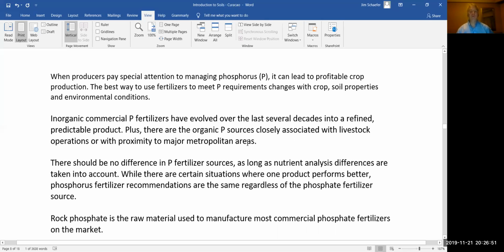This is human waste issues. There should be no difference in P fertilizer sources as long as nutrient analysis differences are taken into account. While there are certain situations where one product performs better, phosphorus fertilizer recommendations are the same regardless of the phosphate fertilizer source. So already you've heard that same story with regard to the chemistry of nitrogen and how nitrogen is utilized by a plant. It's the same story here with phosphate.